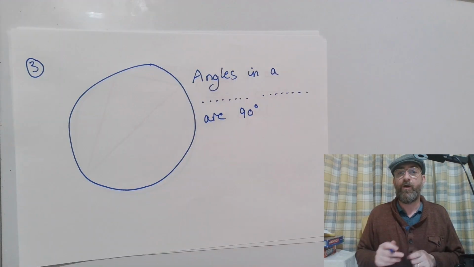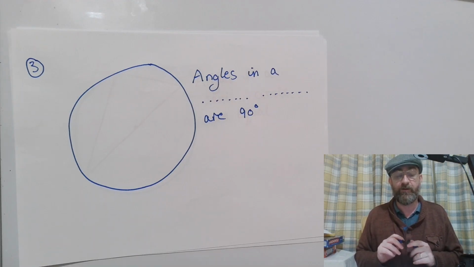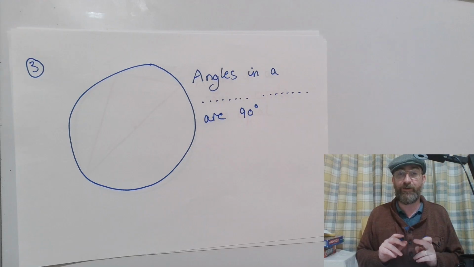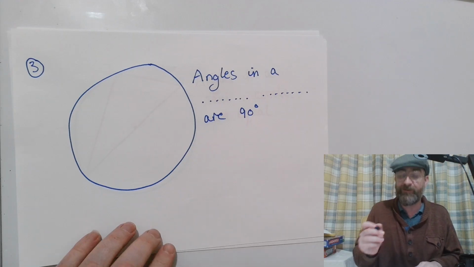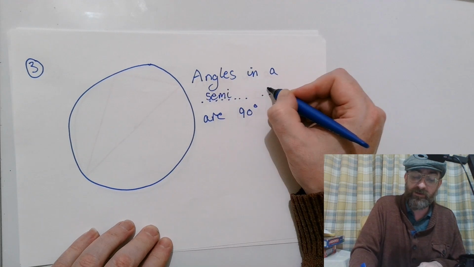Lovely. Okay, circle theorem number 3 then. It's angles in a blank are 90 degrees. Have you got it? Yep, angles in a semicircle are 90 degrees. Well done. Angles in a semicircle.